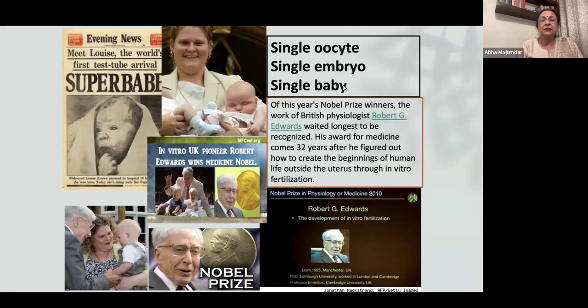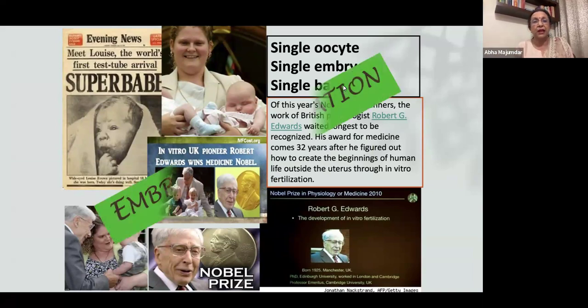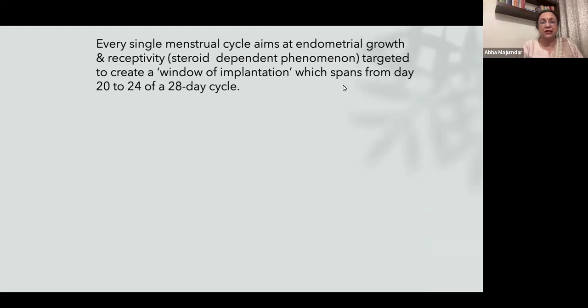We started understanding implantation as a different part of reproductive success only after the birth of the first IVF baby, Louis Brown, in the world. We started understanding that making embryos is one part and implanting them is another part. And hence, the concept of implantation came into our knowledge, into our reproductive medicine.